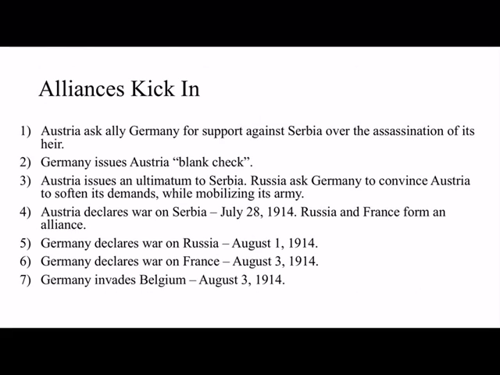So to get to France, they invade Belgium on August 3rd, 1914. The problem with this is Britain has declared defense of Belgium. So once Germany invades Belgium, Britain declares war on Germany on August 4th, 1914. So now, by invading Belgium, the British have entered the war in their defense.